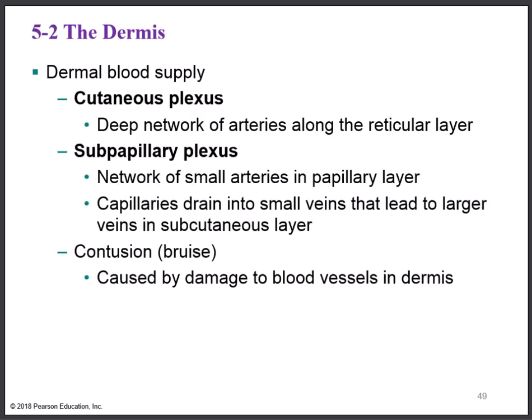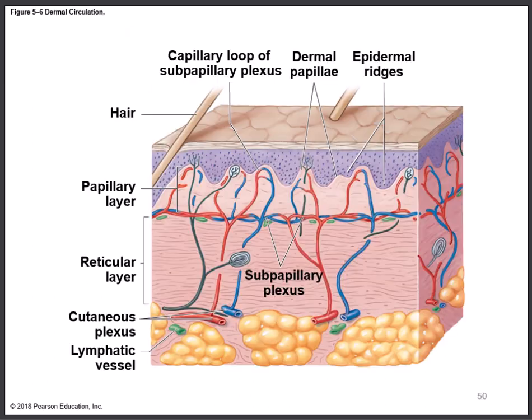Okay, let's change the topic. Let's take a look at the blood flow and nerve supply to the dermis. There are two plexi, which are networks of blood vessels, that I'd like you to know. The first one is called the cutaneous plexus. This is a deep network of arteries. They come in right at the lower part of the reticular layer. Sometimes we even see them in the sub-Q. So these arteries are the main feed of blood into the skin. So this is what you're going to call the cutaneous plexus.